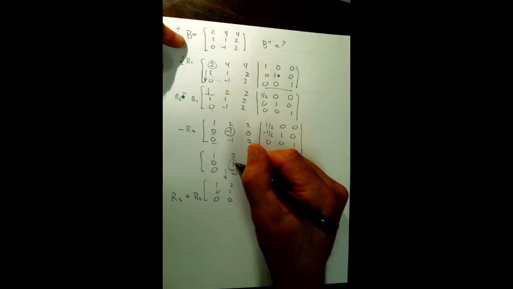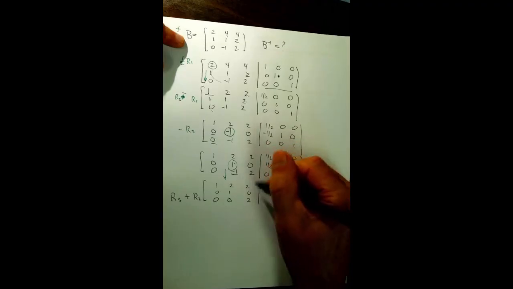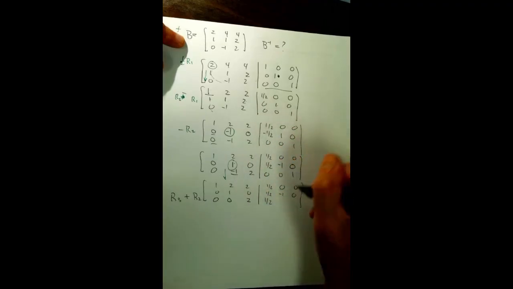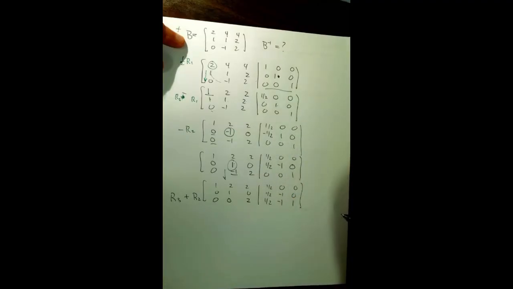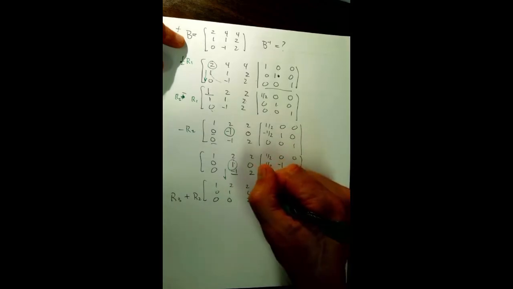0 plus 0 is 0. 1 plus minus 1 is 0. 0 plus 2 is 2. 1 half plus 0 is 1 half. Minus 1 plus 0 is minus 1. 0 plus 1 is 1. Okay, so now my new pivot is right here.